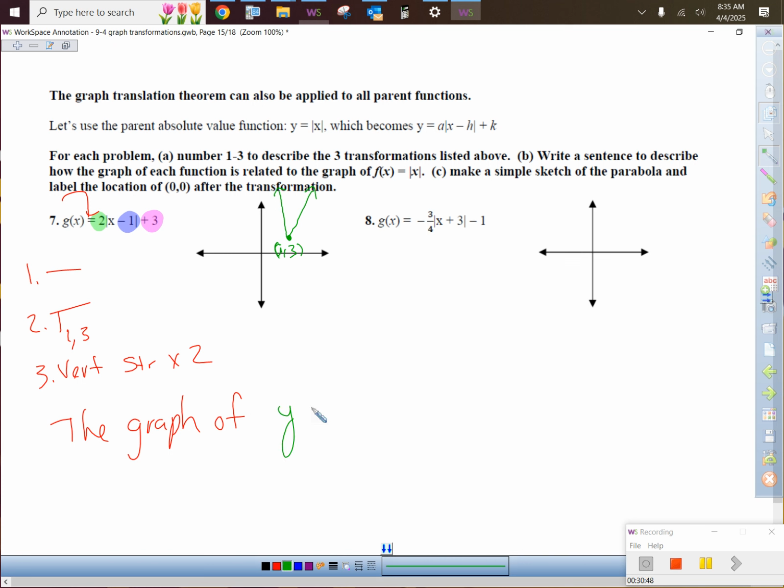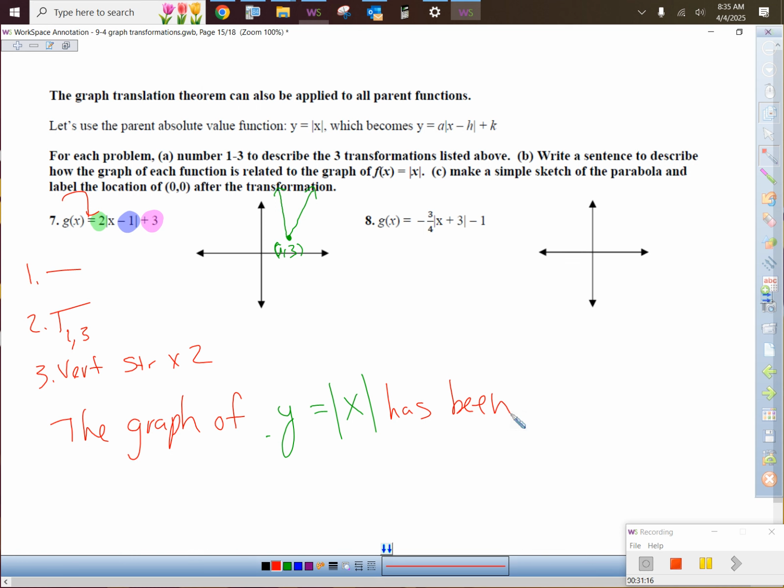So here's the question. Is it just this? That would be a line. Right? What do I need to make him be a V every time? What do you need? You need what? The bars around it. Are you with me on that? It needs to have the bars around it. Cool? So that's what has to change is the parent function, which is fancy for the vanilla ice cream flavor of this graph. So has been.